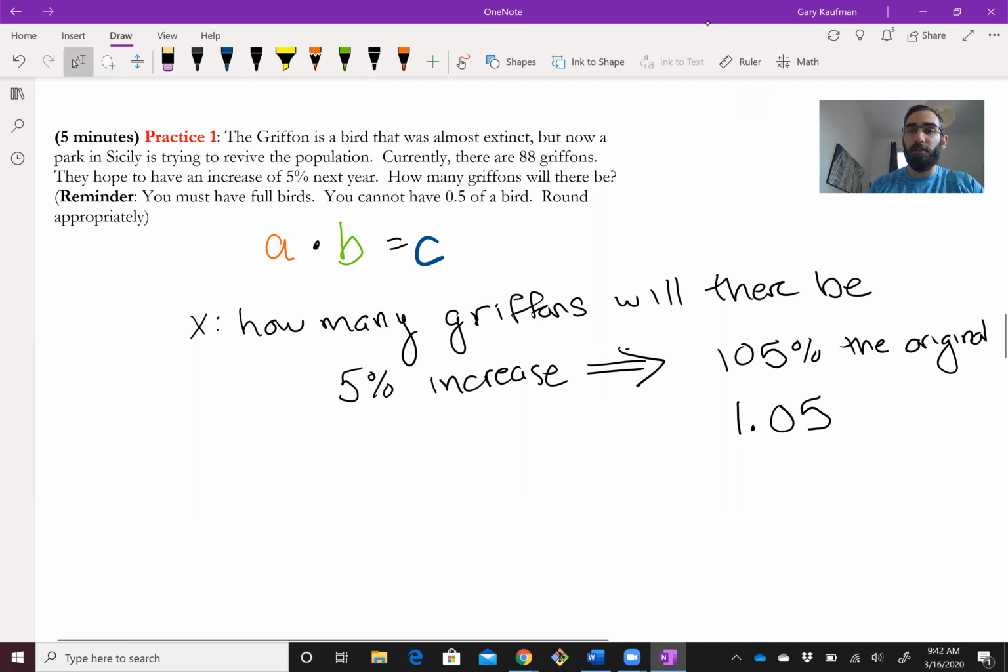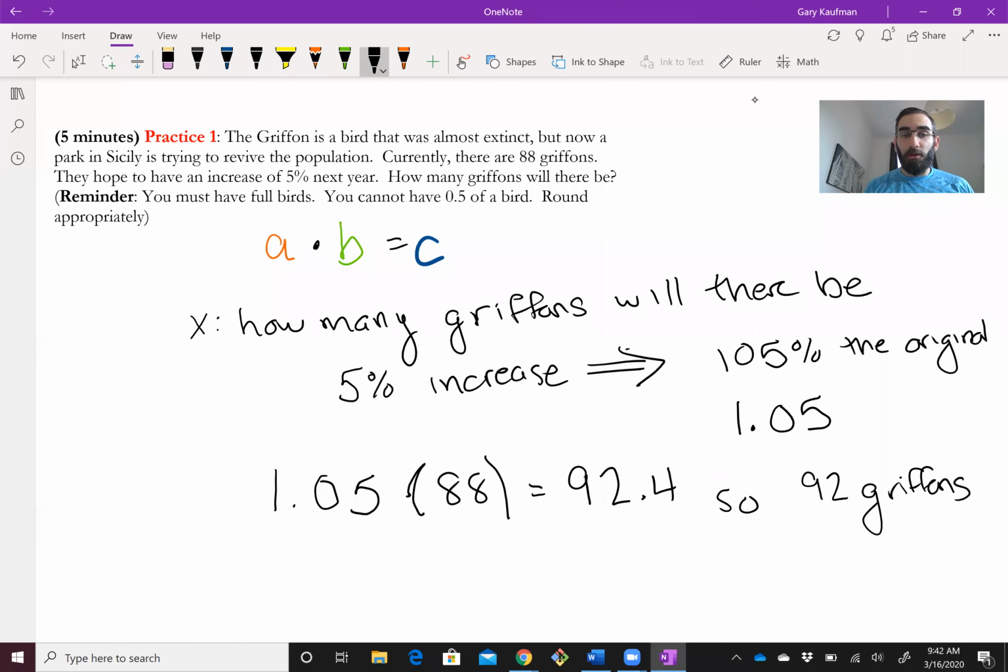Go ahead. So here we are. We have 105% of the original, so that's why it's 1.05 of the original times 88 equals 92.4. So we can't have 0.4 of a griffin, so we have 92 griffins. All right.